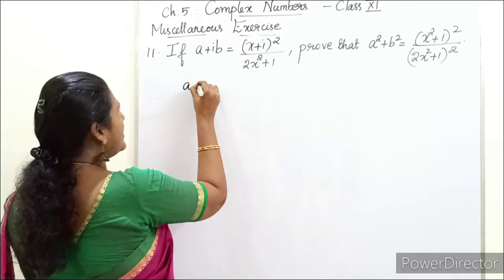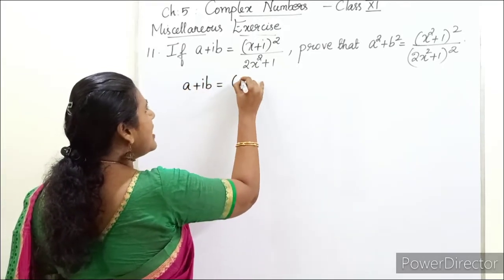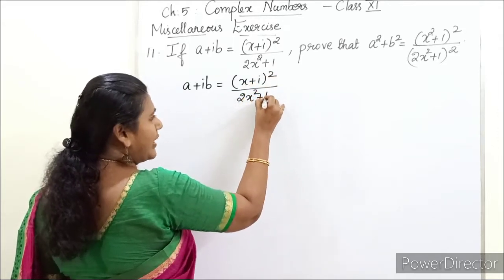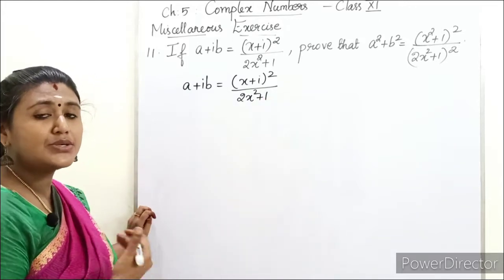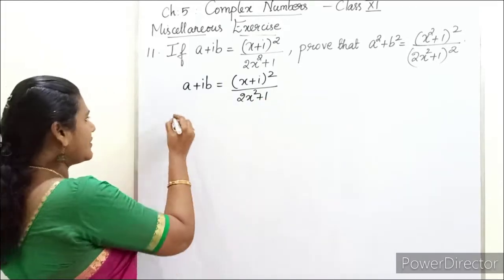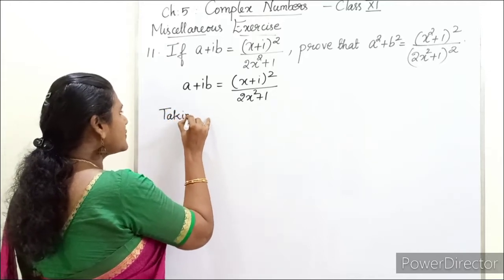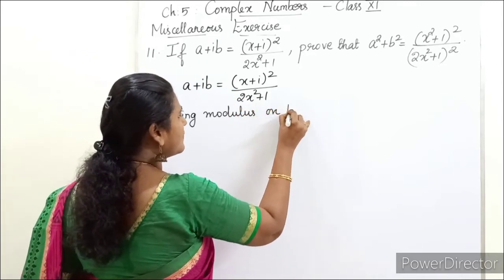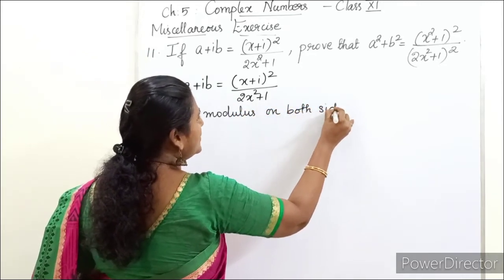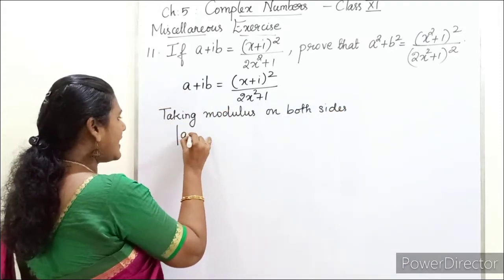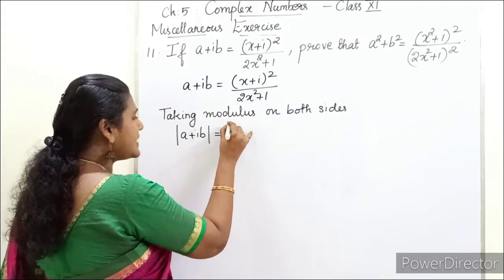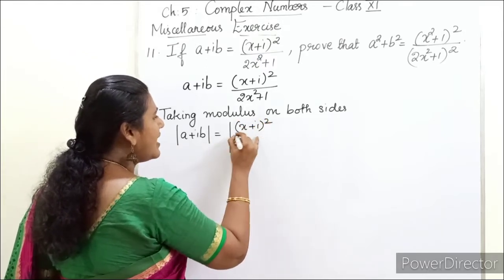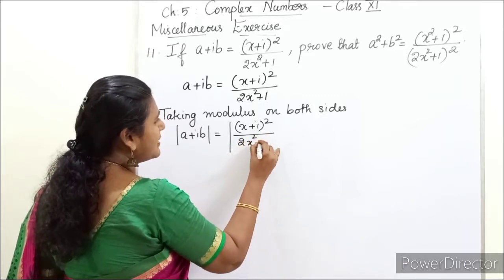So a plus ib is equal to (x plus i) the whole square divided by 2x square plus 1. Now what we have to do, we are going to take modulus on both the sides. So taking modulus on both sides, on the left side we can write modulus of a plus ib is equal to, on the right side, modulus of (x plus i) the whole square divided by 2x square plus 1.